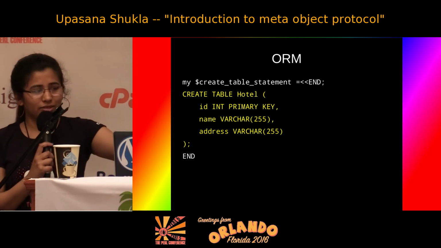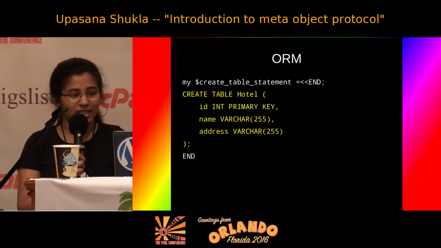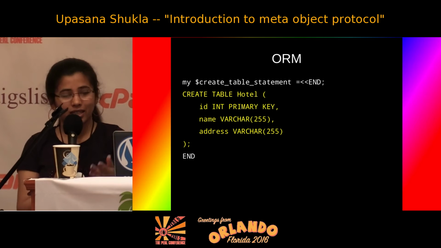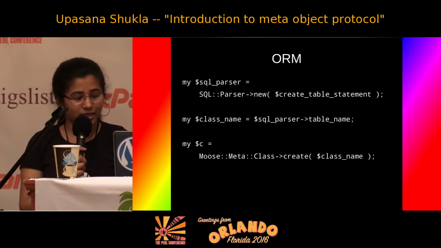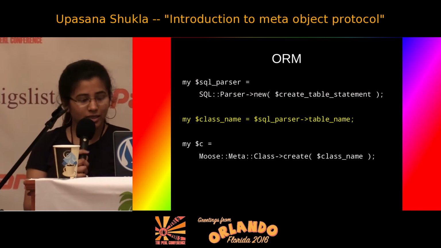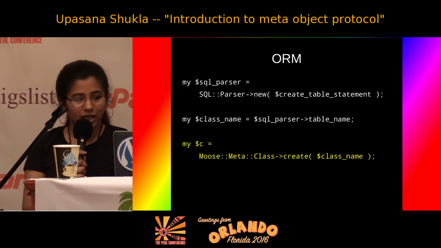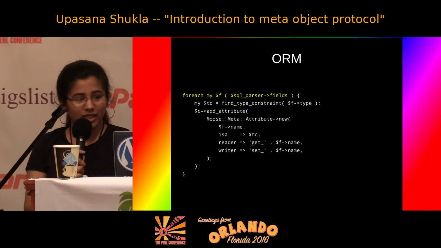I guess you all are familiar with this create table statement. So I'm creating a table called hotel, which has a primary key called ID and two other columns, name and address. And here I'm using SQL parser to parse my create table statement, which will give me the table name. In this case, it would be hotel. Then I'm creating a class with my table name using Moose metaclass.